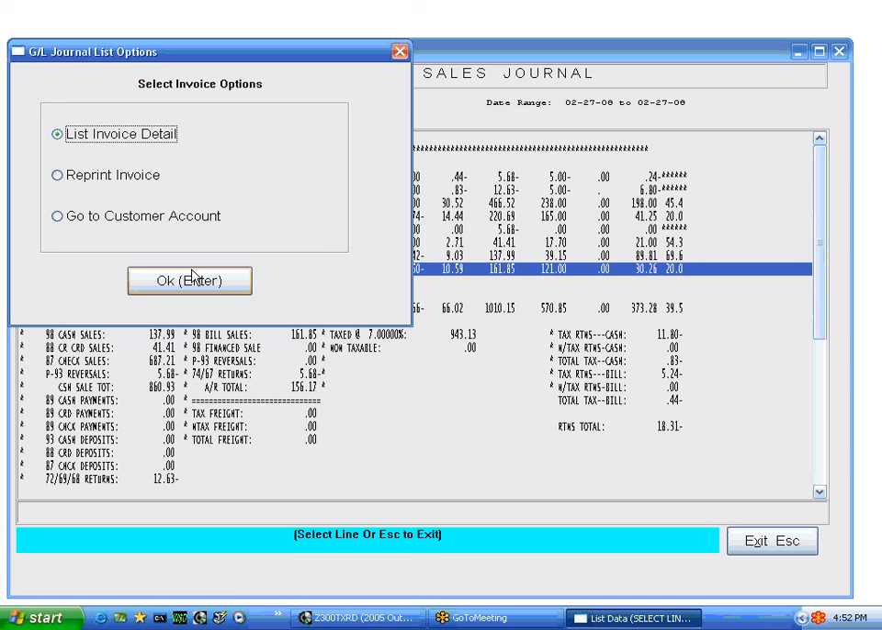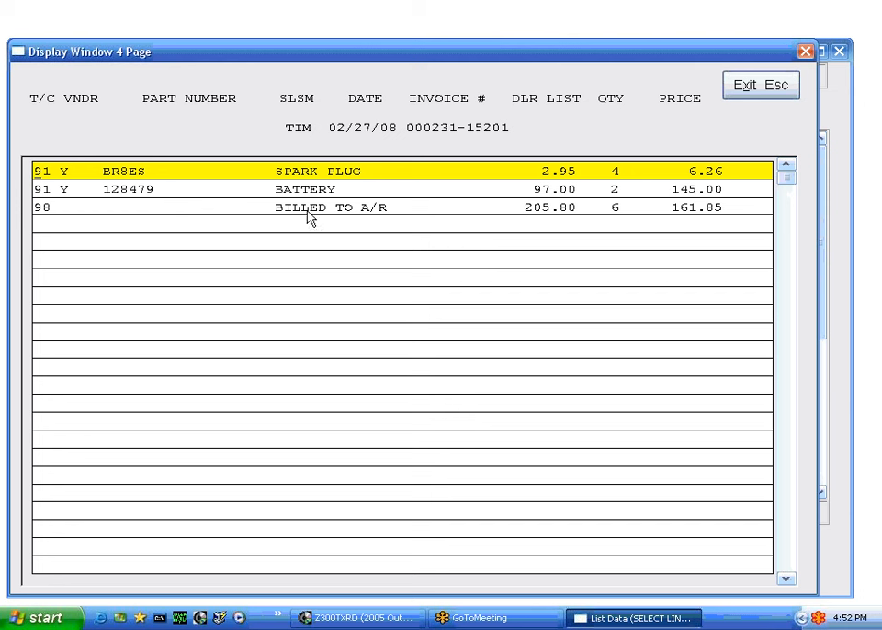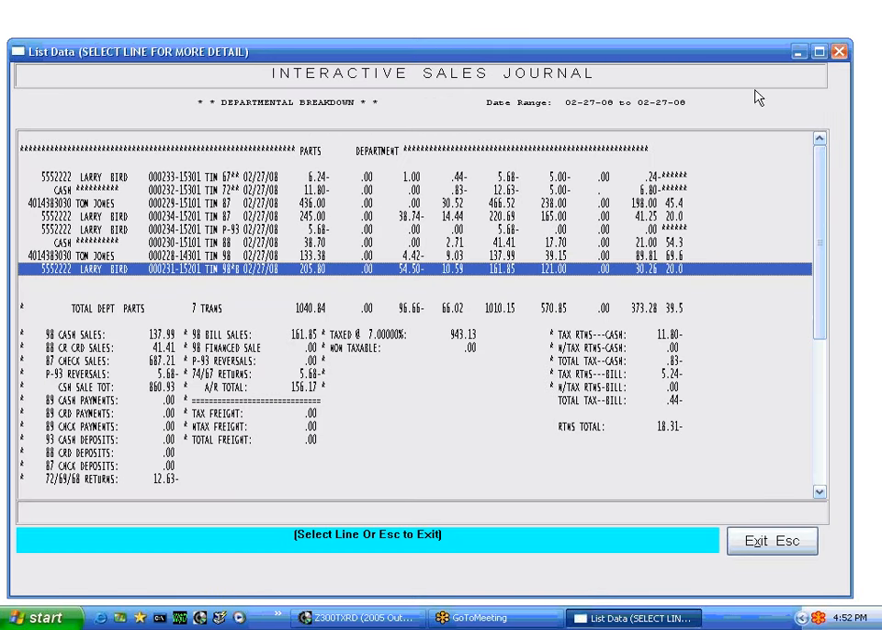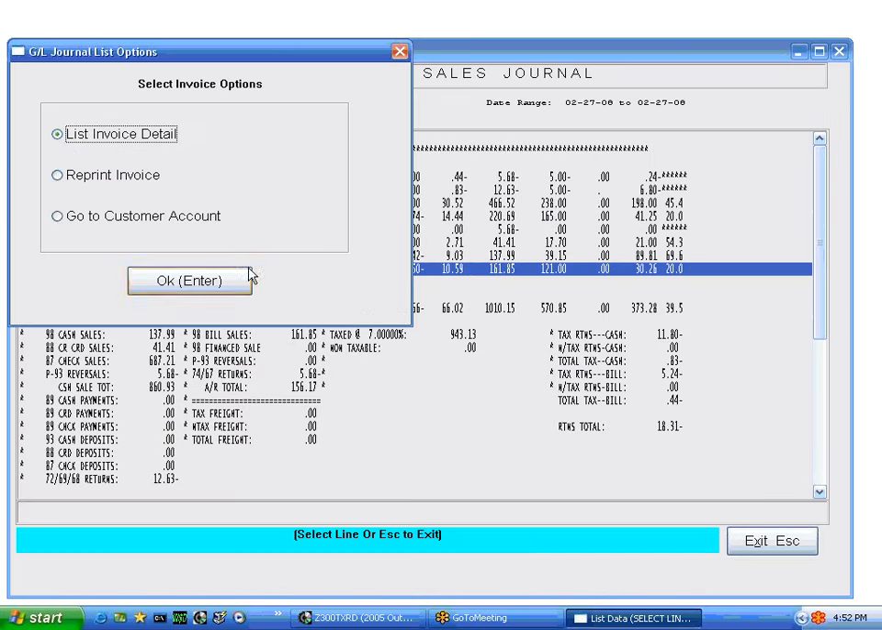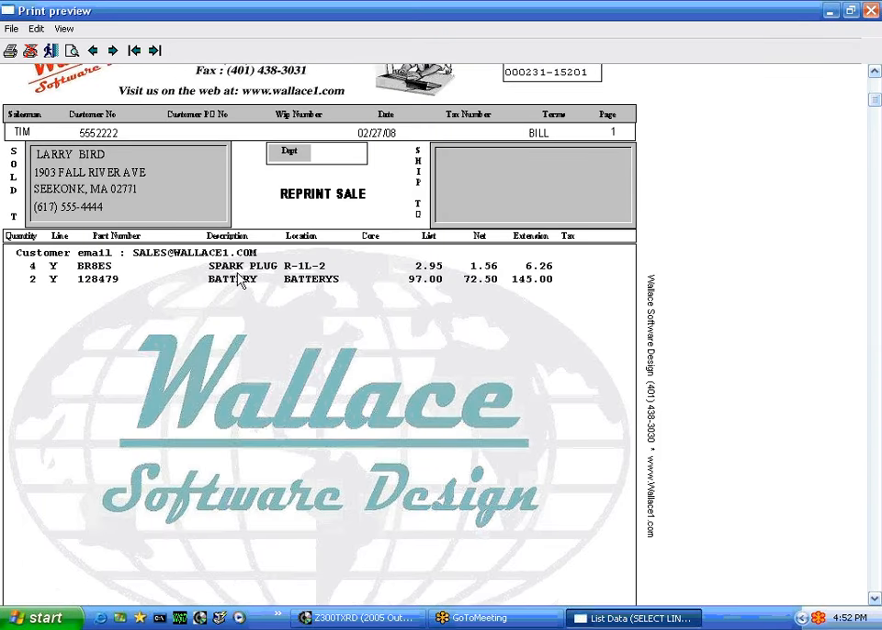I can click on any particular one and say, okay, I want to see the actual detail to that. Let's list the detail. It tells me exactly what the customer bought. It was billed to AR, $161. That was the list price. Is the person that sold it? Or I can click on it here and say, you know what? I need to reprint the invoice. Here's the invoice.